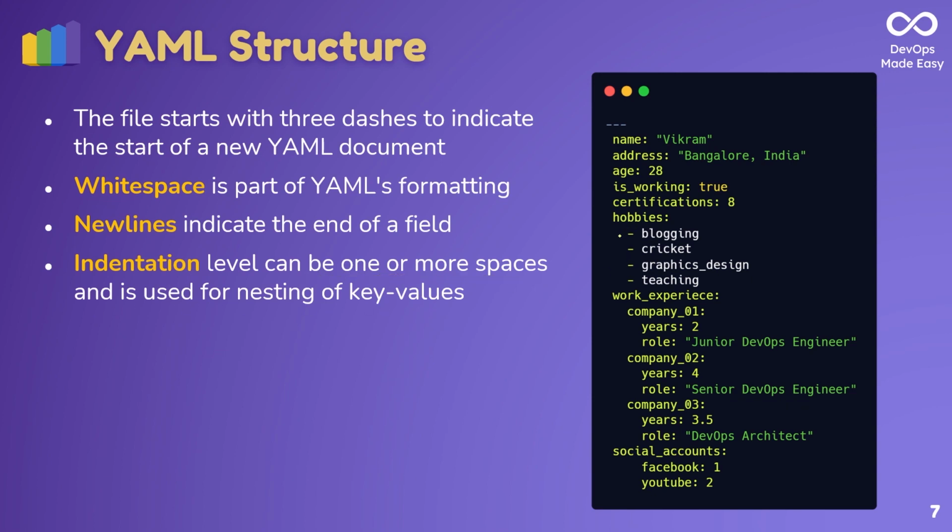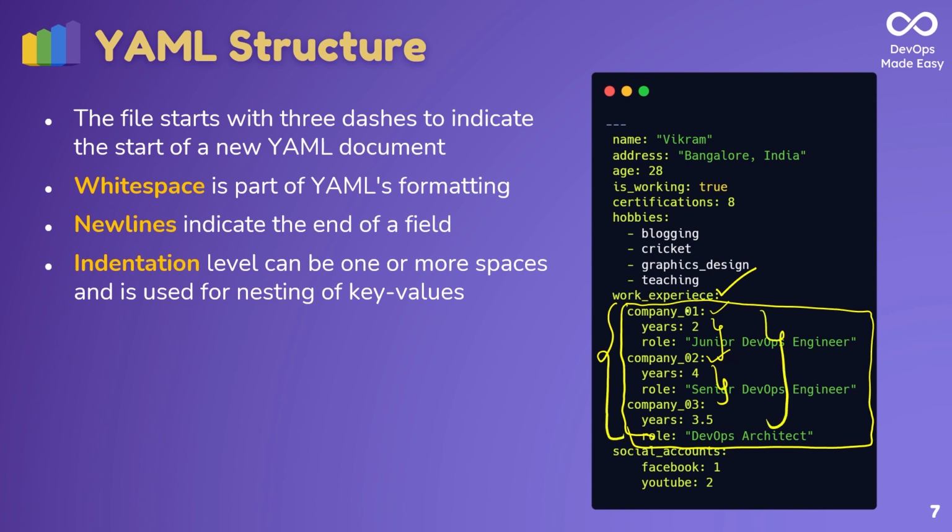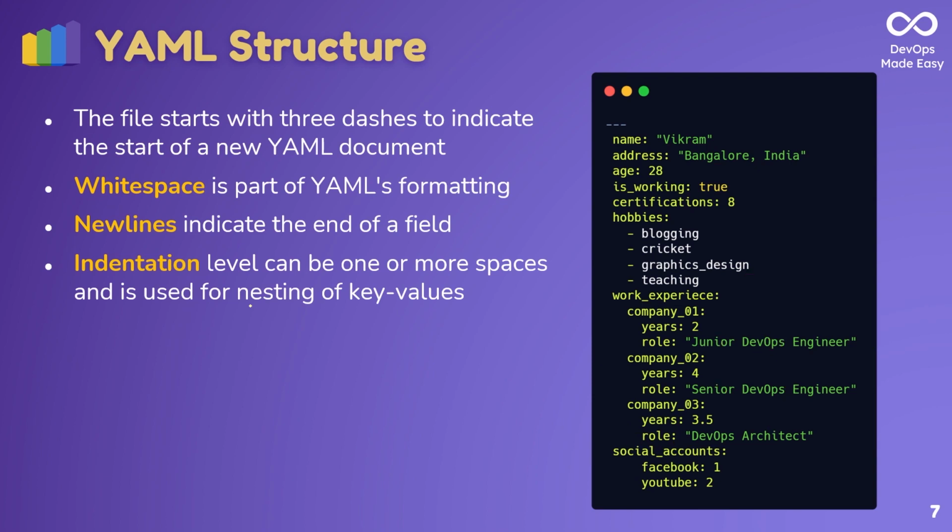So the indentation level can be one or more spaces, as we talked about. Let's say work experience, here it is a key. Okay, and what is the value? Everything that is indented, this whole part is indented. So this complete indented part becomes the value for this key. Again, it is a dictionary because it has key value pairs. Company one is a key and these are values. Company two is a key and these are values. So for work experience, this complete part becomes a value, and inside this value we again have key value pairs. That indicates a nesting of key value pairs.